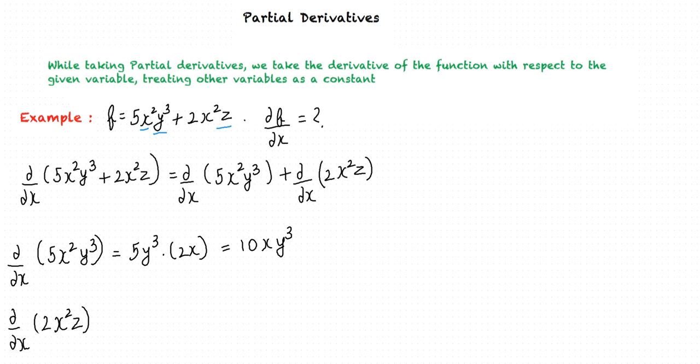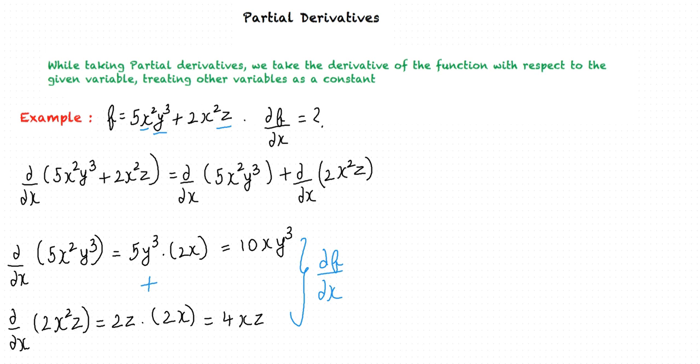Similarly, let us evaluate the partial derivative of the second term with respect to x. The second term is 2x squared z. We treat the variable z as a constant while evaluating the partial derivative of 2x squared z with respect to x. Thus, dou by dou x of 2x squared z equals 2z times 2x, which equals 4xz.